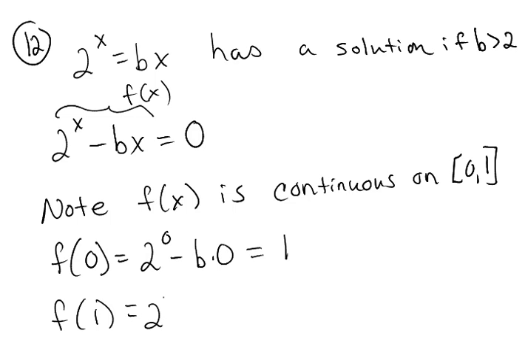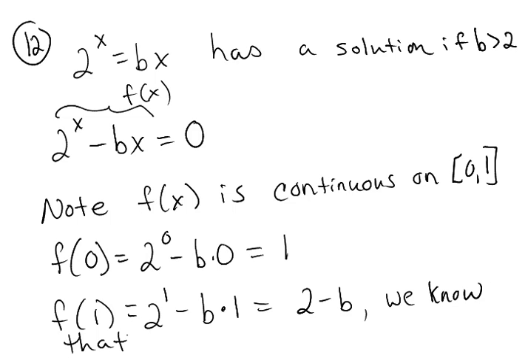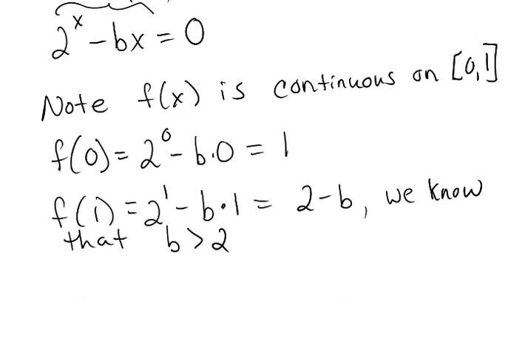Well, f at 1 is 2 to the 1 minus b, don't know what that is, times 1. Okay, so that's 2 minus b. Now, we know, because we were given what? Well, look right up here, b is greater than 2. And if that is true, then f at 1, which is equal to 2 minus b, and we know b is bigger than 2, must be negative. It has to be less than 0.